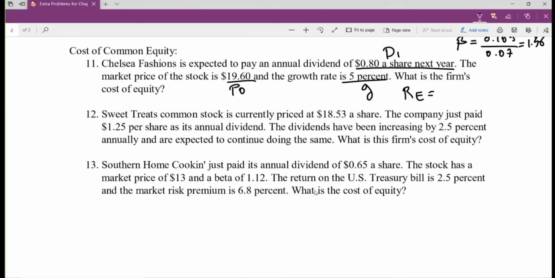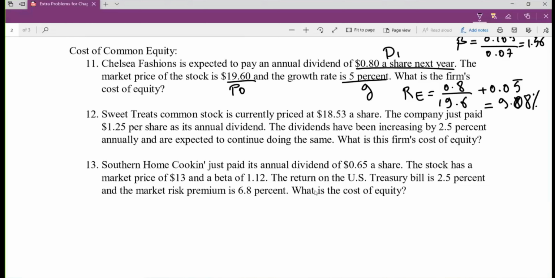Here I need to apply the formula that relates to the dividend growth model because I have all of the required information to apply the formula. So this is D1 divided by P0, 0.8 divided by 19.6, plus 0.05, and the answer is 9.08%.